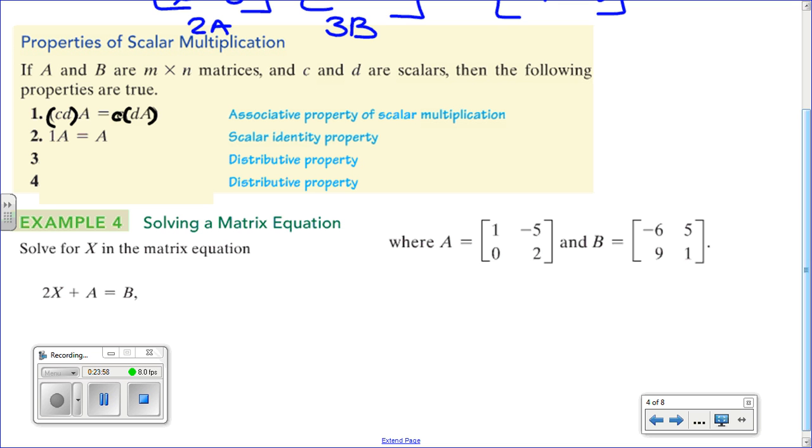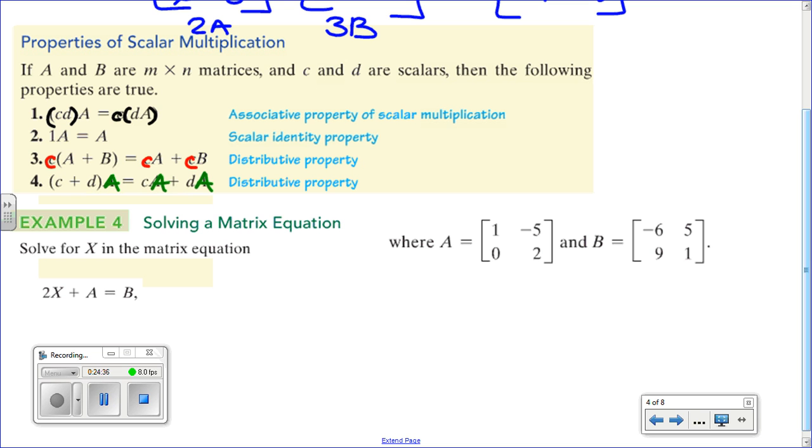And then we have the scalar identity. It's just the number 1. But the identity matrix is the one with the ones across the diagonal. We have a distributive property and another distributive property. These are very similar, but here what you're distributing is the scalars, where here what you're distributing is the matrix. So that's why they're a little different. Okay? So please copy all of that.